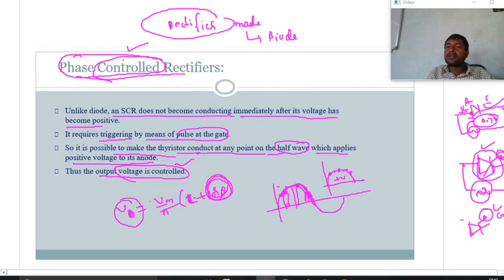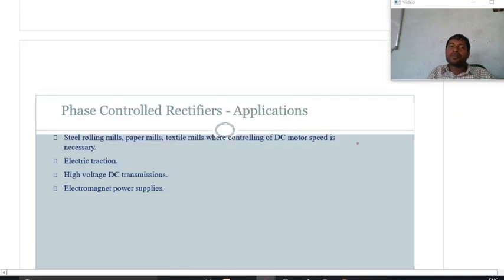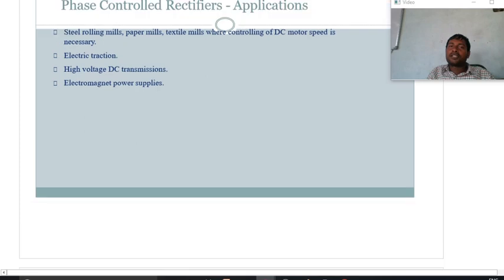Now let us discuss the applications. Phase control rectifiers are used in steel rolling mills, paper mills, and textile mills, where control of DC motor speed is necessary. In such applications, speed control of the motor is very essential, so for efficient speed control of DC machines these phase control rectifiers are used, and by using them we can control the output voltage so that the speed of the DC motor is controlled.